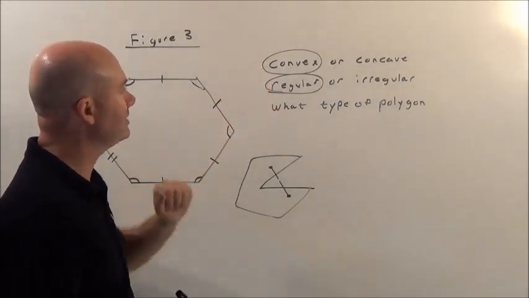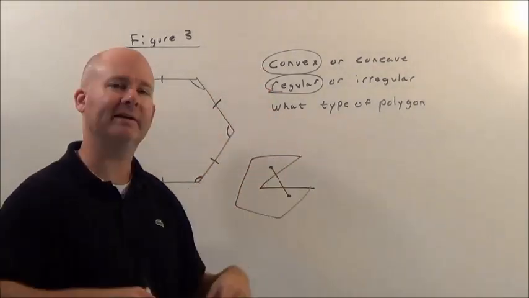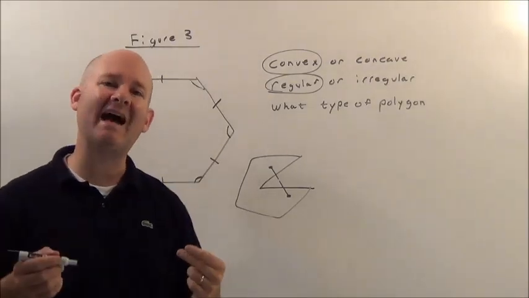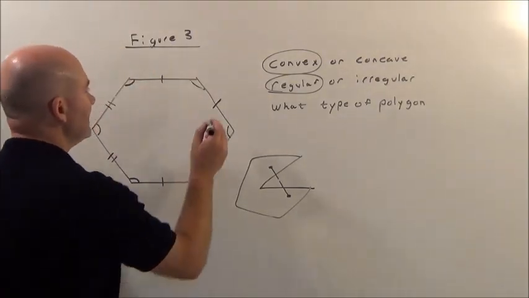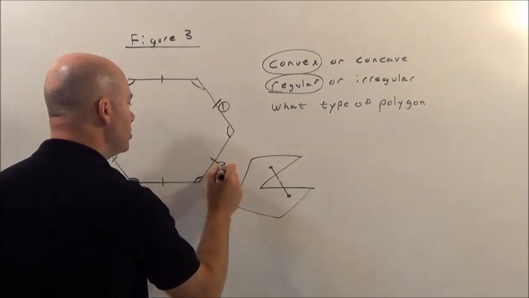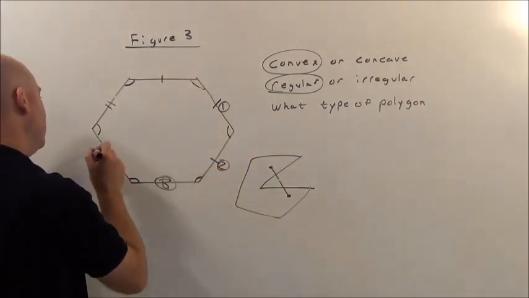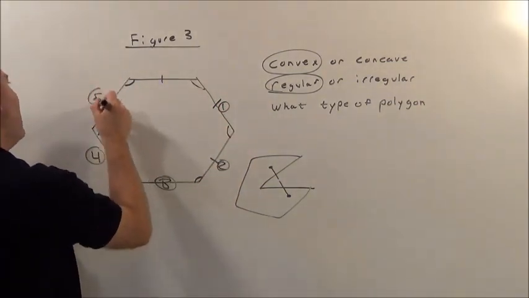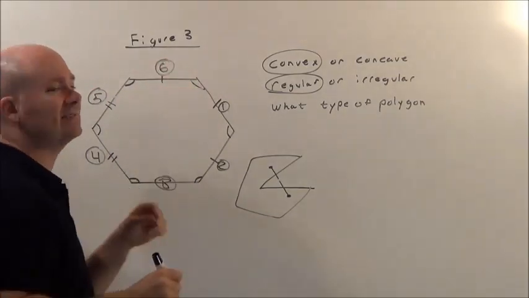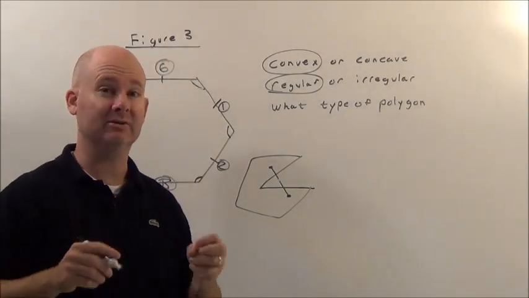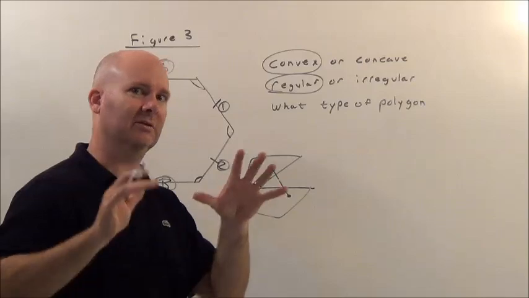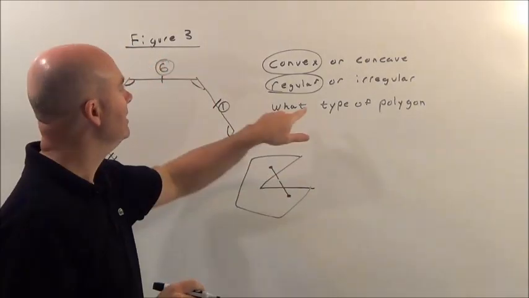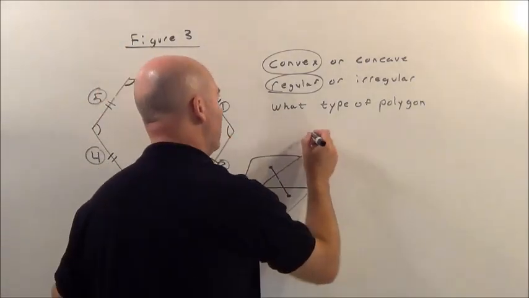So far, convex, regular. What type of polygon? That's based on how many sides it has. Counting the sides, I got one, two, three, four, five, six sides. Six sides, we call that a hexagon. Sort of like when they put a hex on you, you know, the old voodoo magic, whatever. So this guy is called a hexagon.